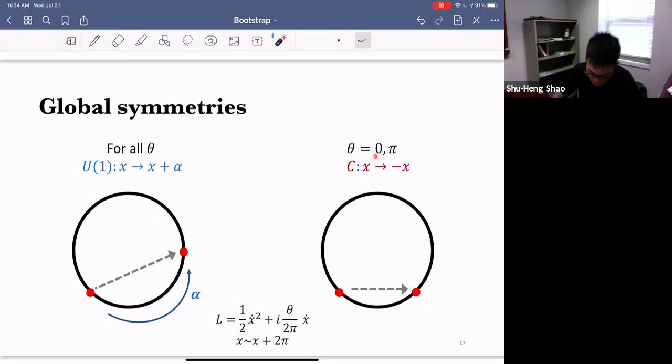When theta is 0 or pi, there's a more subtle symmetry that flips the sign of x. When theta is 0, we don't have this term, and obviously flipping the sign of x is a symmetry. We will call this symmetry a charge conjugation symmetry. When theta is pi, this is also a symmetry because theta has 2 pi periodicity. So if we flip the sign of x, we go from pi to minus pi, but then that's identified with minus pi plus 2 pi, which is pi.